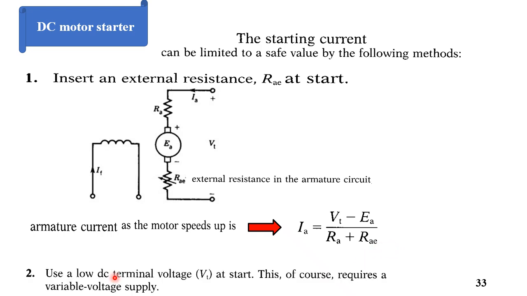For the second method, we have low DC terminal voltage at start as a variable DC supply. This requires a variable voltage supply that can be used in this circuit. At low V terminal, we have low IA at starting, and then we increase the V terminal until we reach the rated voltage of the DC motor.